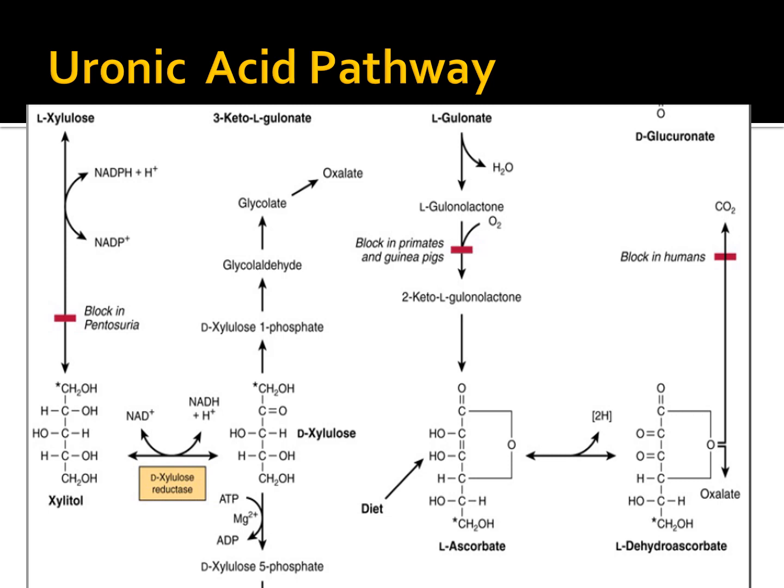L-ascorbate, and your L-dehydroascorbate. So what is important to note here is that your L-ascorbate cannot be synthesized in primates. So this is blocked in primates and guinea pigs. Hence, your primates do not have the ability to manufacture vitamin C.